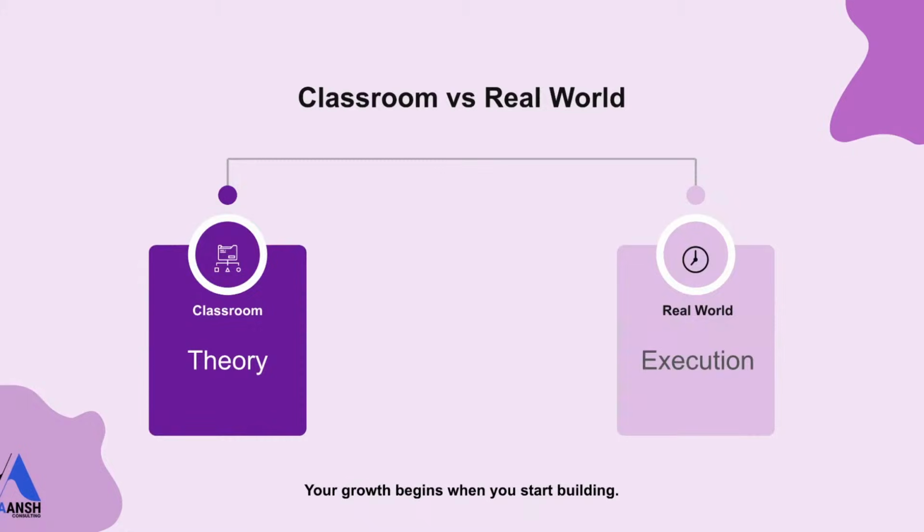Now, the classroom versus the real world problem. In the classroom you learn the theory, and in the real world you learn the execution. Your growth begins when you start building something, not just learning something. A real world problem is messy, you don't get step by step instructions. Building an MVP trains you for real world uncertainty, and that is where actual growth happens.